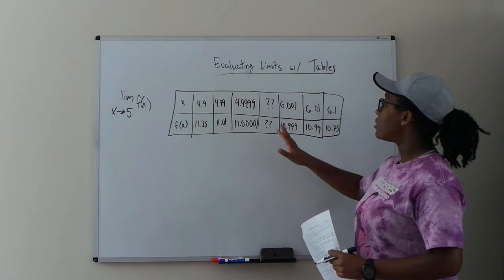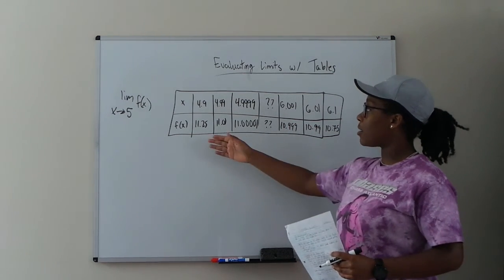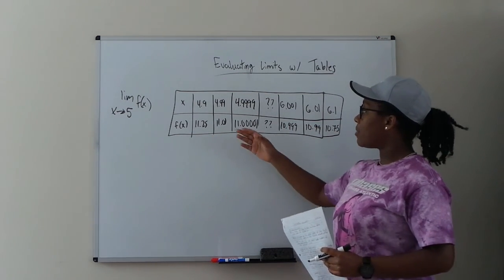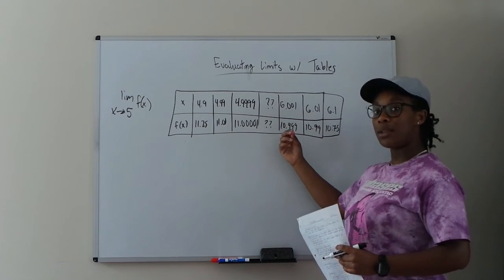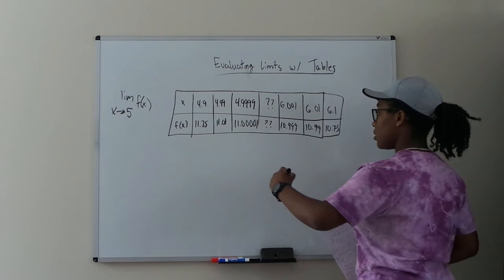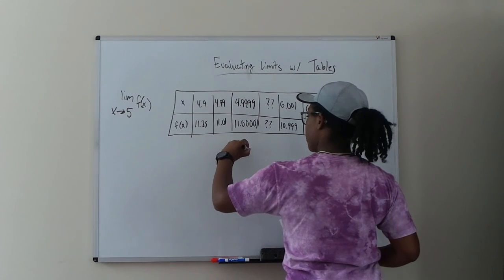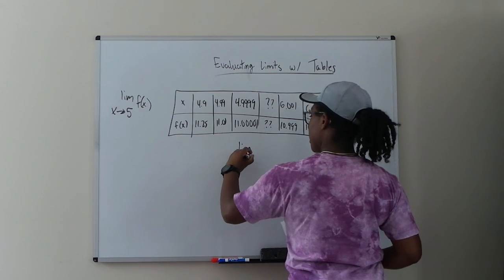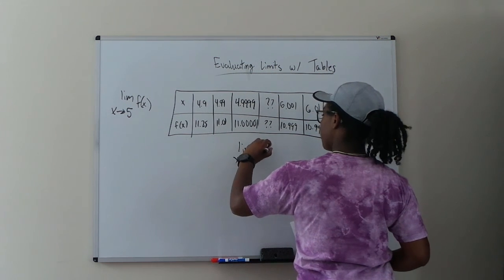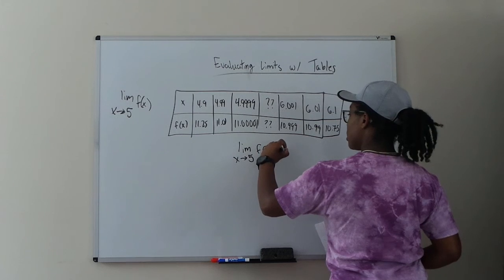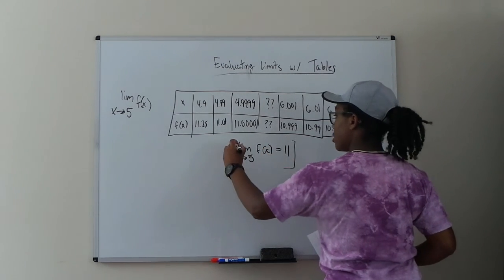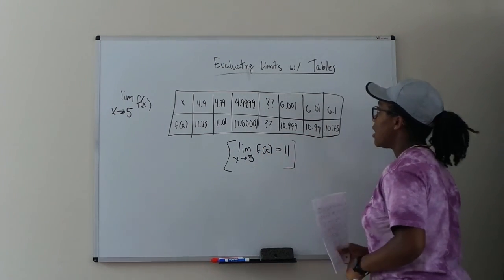We don't care what's happening at that value. We care about the behavior of the function. And the behavior of the function is telling us that value is really, really close to 11. So if we're going to rewrite this question really fast, the limit as x approaches 5 of f of x, based on what the table is telling us, I would say that equals 11. And so we can just box this answer.